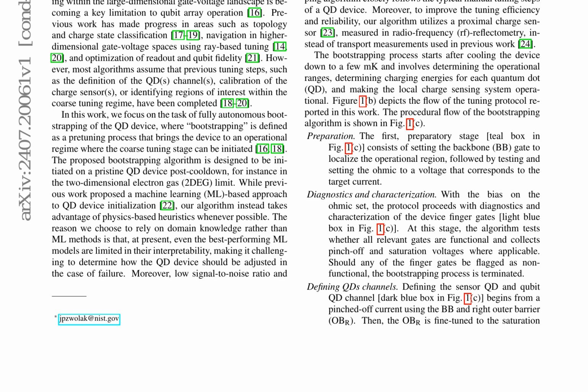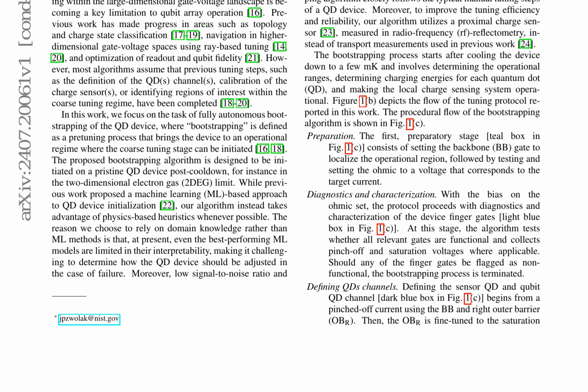The bootstrapping process involves 3 stages: preparation, diagnostics and characterization, and defining quantum dot channels. During the preparation stage, the backbone gate is set to localize the operational region, and the ohmic is set to a voltage corresponding to the target current. The diagnostics and characterization stage tests the functionality of all relevant gates, collecting pinch-off and saturation voltages where applicable. The defining quantum dot channels stage fine-tunes the outer barrier to the saturation point, thereby defining the sensor quantum dot and qubit quantum dot channels.